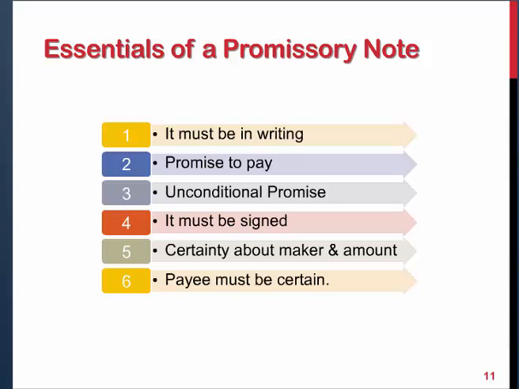The instrument without the proper signature will be incomplete and hence ineffective. Fifth, the maker and amount must be certain. And sixth, the payee must be certain. Like the maker, the payee of the promissory note must be certain on the face of the instrument.